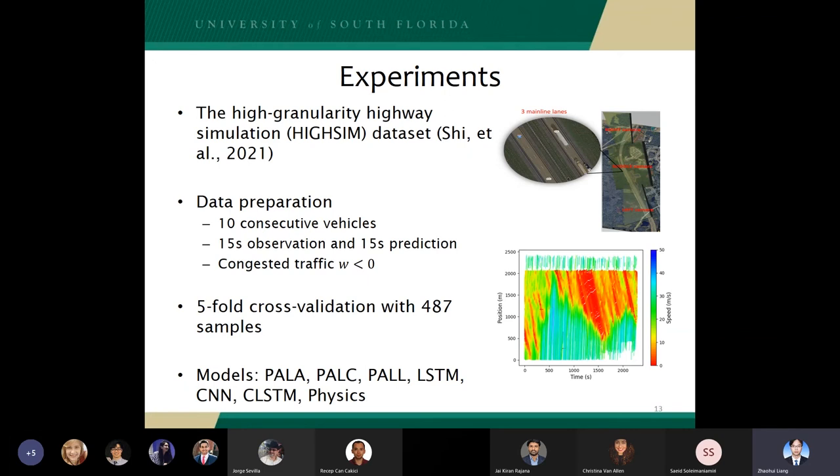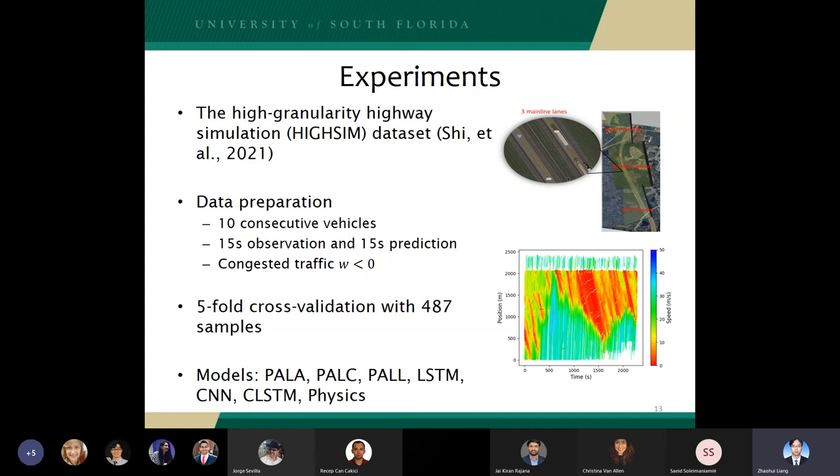The HiSim data set is adopted for training and testing. Then to investigate the impacts of shockwaves, 10 vehicles are identified in a carpool loading platoon, and to ensure a stable coupling behavior, we set the observation period and prediction period as 15 seconds. Also, we will focus on the congested traffic, so the shockwave speed is less than zero. Finally, we get 487 samples. With such limited sample size, five-fold cross-validation is adopted.